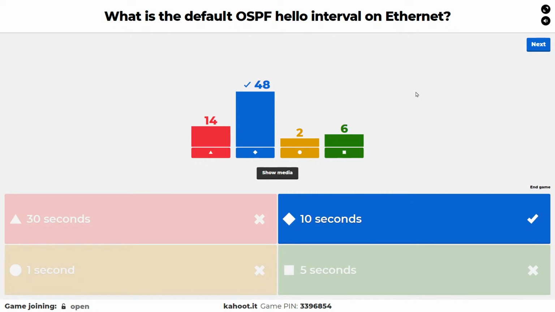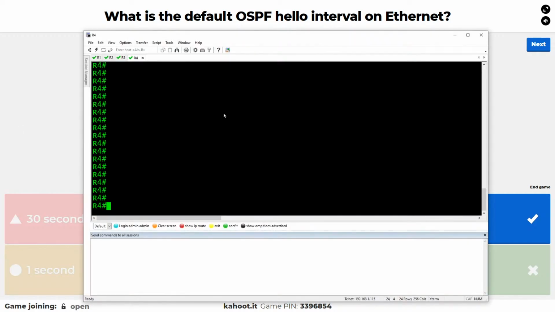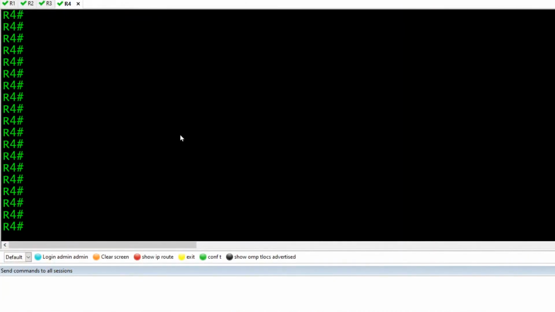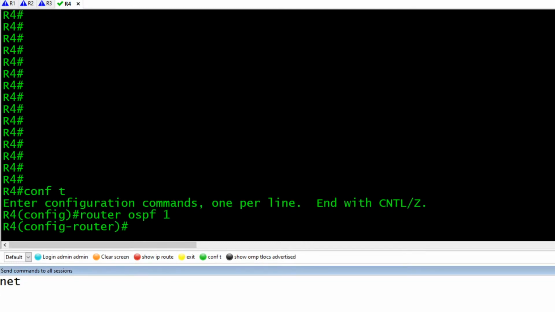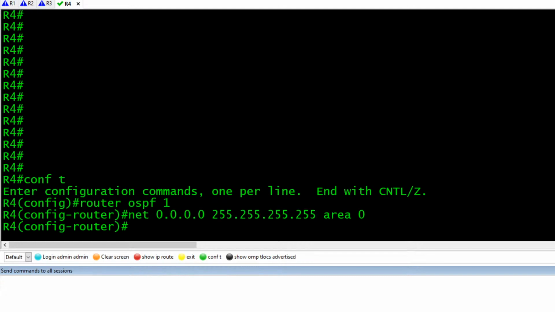All right, it is 10 seconds, and one of the best ways to know that is, well, what is a good way of knowing that? I guess what we could do is bring up something like this. Let me change the screen just a little bit. And we could enable OSPF. I'm just using SecureCRT and setting these commands on all 4 routers. Network, and then I'll put in a wildcard mask of everything and say you all belong to area 0.